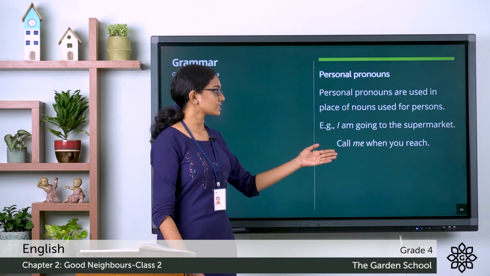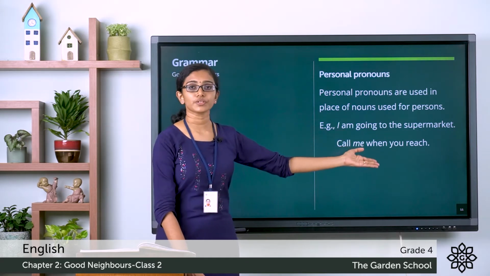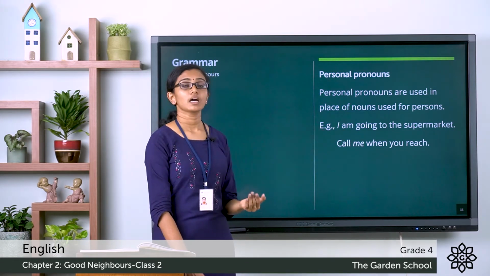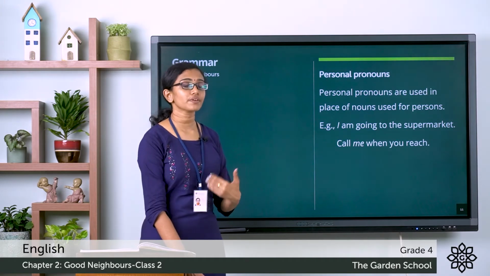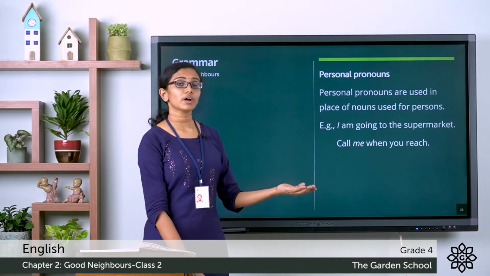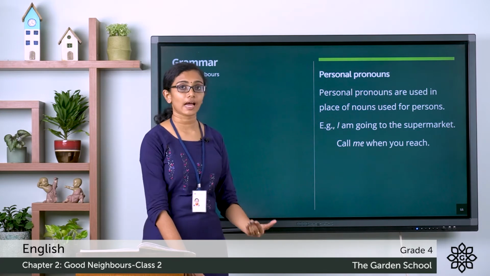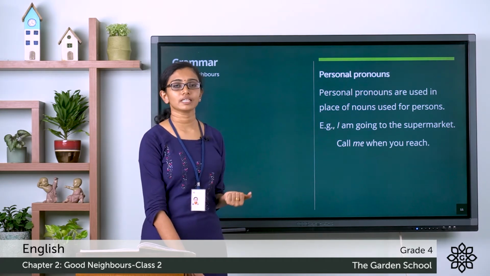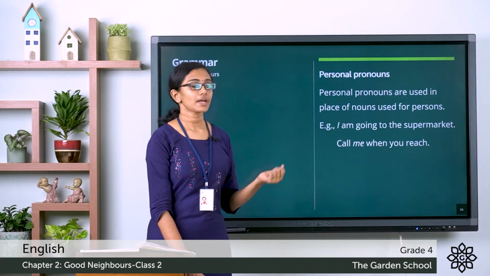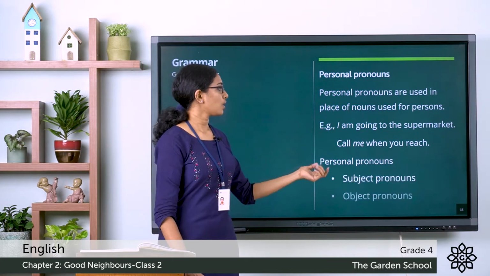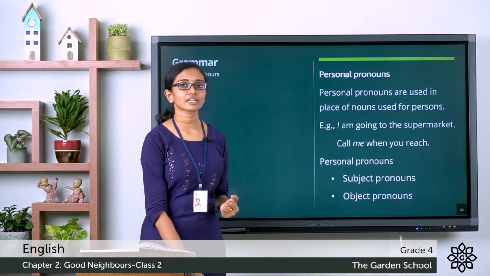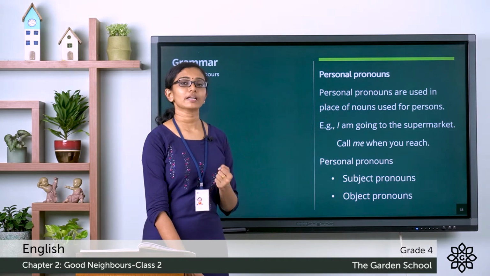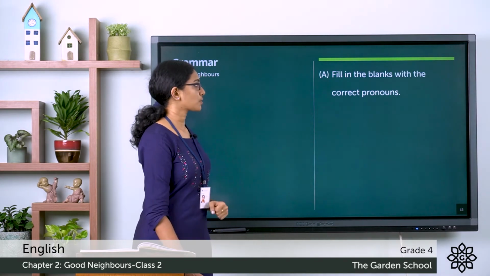Now in the second sentence, call me when you reach. Here me. I am going to receive the action. I am going to receive the effect of that action. So the one who is receiving the effect of an action is called the object in the sentence. So you can say me is an example of an object pronoun. So I hope this is clear to you. Now let's do an exercise based on personal pronouns.